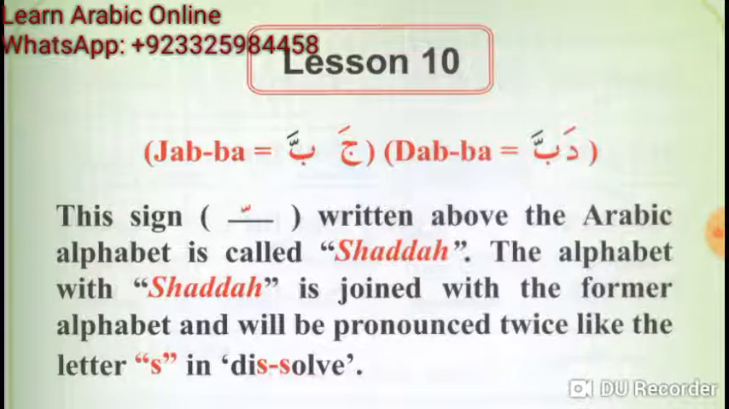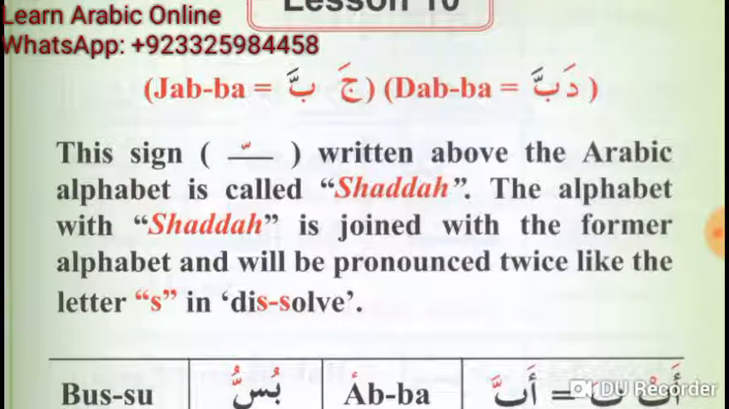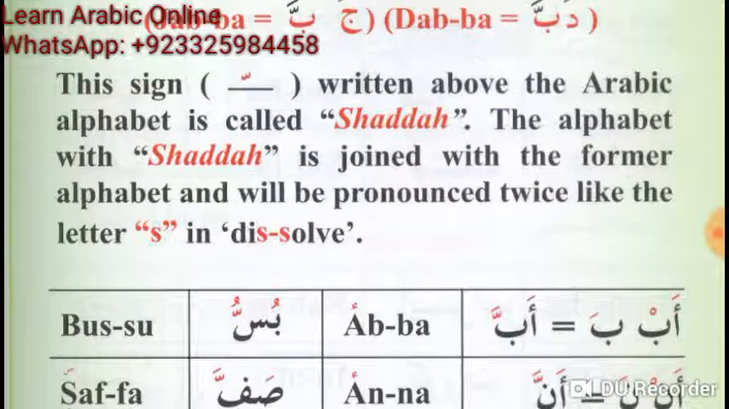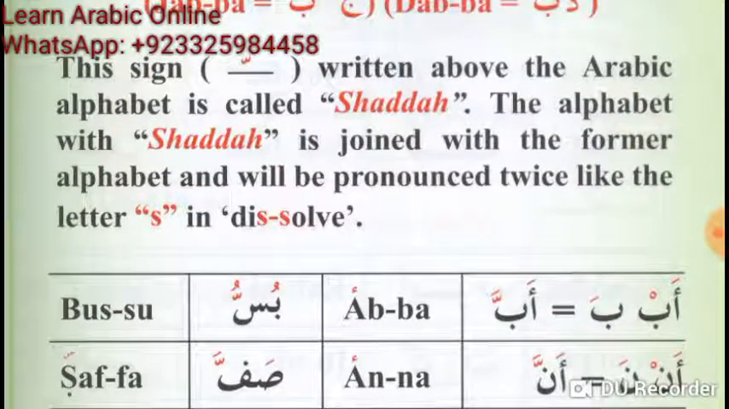Okay. This sign, written above an Arabic alphabet, is called shadda. The alphabet with shadda is joined with the former alphabet and will be pronounced twice, like the letter S in dissolve. So, did you understand what is shadda? No. Okay. What is shadda? Shadda puts more emphasis on the letter, like you're saying it twice.